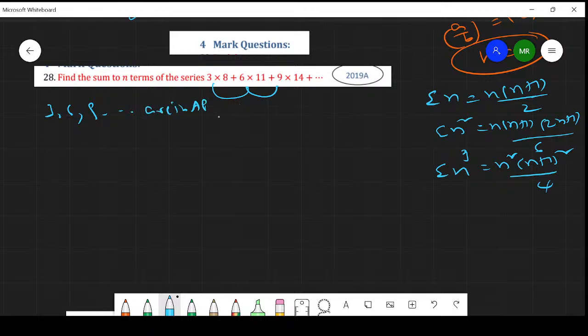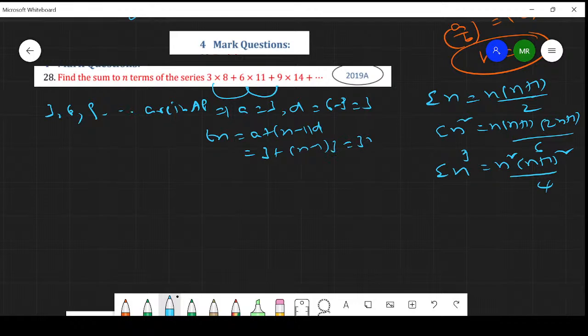I want the nth term of these terms, which are in AP. We know here the first term A is equal to 3. Common difference is 6 minus 3, that is 3. Here I can find Tn equal to A plus n minus 1 into D. Substituting the values, it comes 3 plus n minus 1 into 3. It will become 3n.